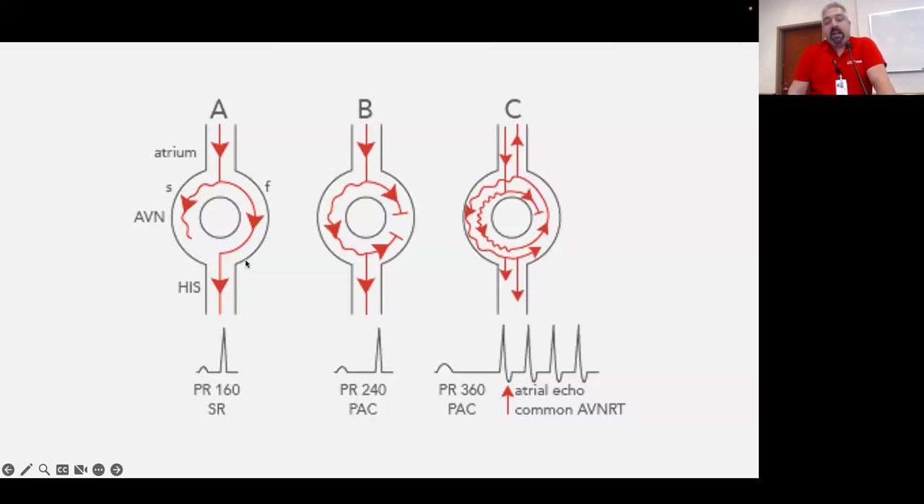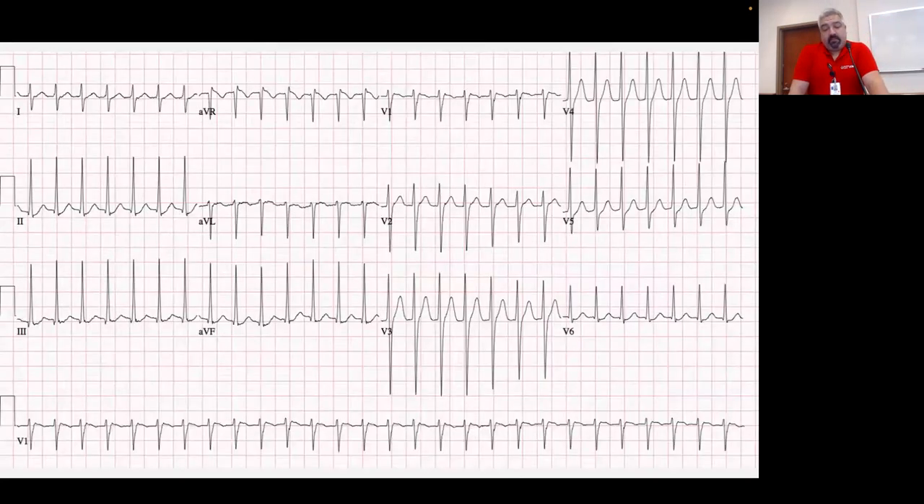So a run of SVT of AVNRT is almost always triggered by a PAC, because it has to come in at that exact wrong time when the one pathway is available and the other is not. And then it goes down and then that becomes available and it picks it up and it gets stuck in that circus wheel motion. So this is SVT. It's narrow, it's regular, it's fast.